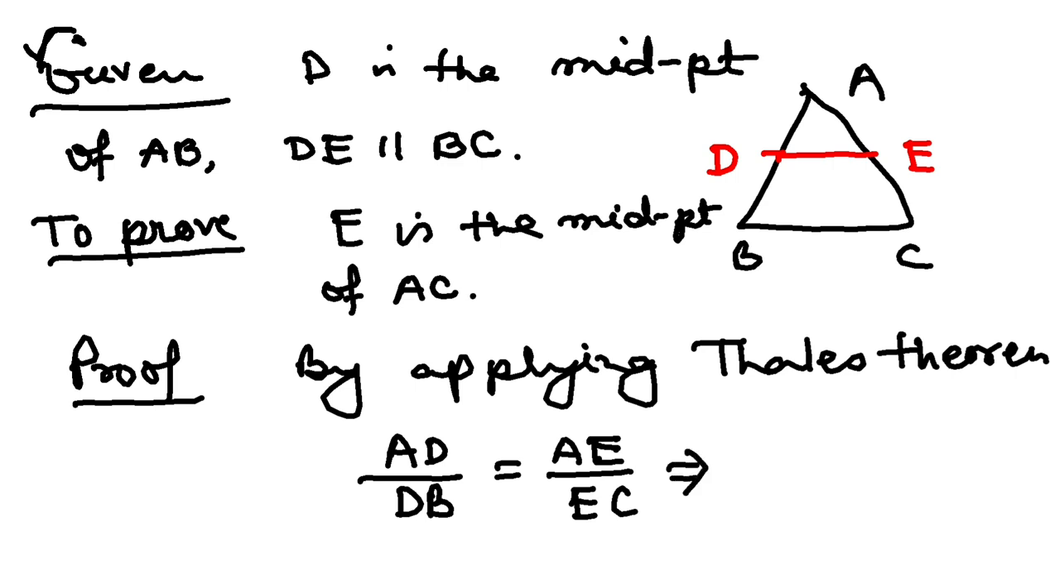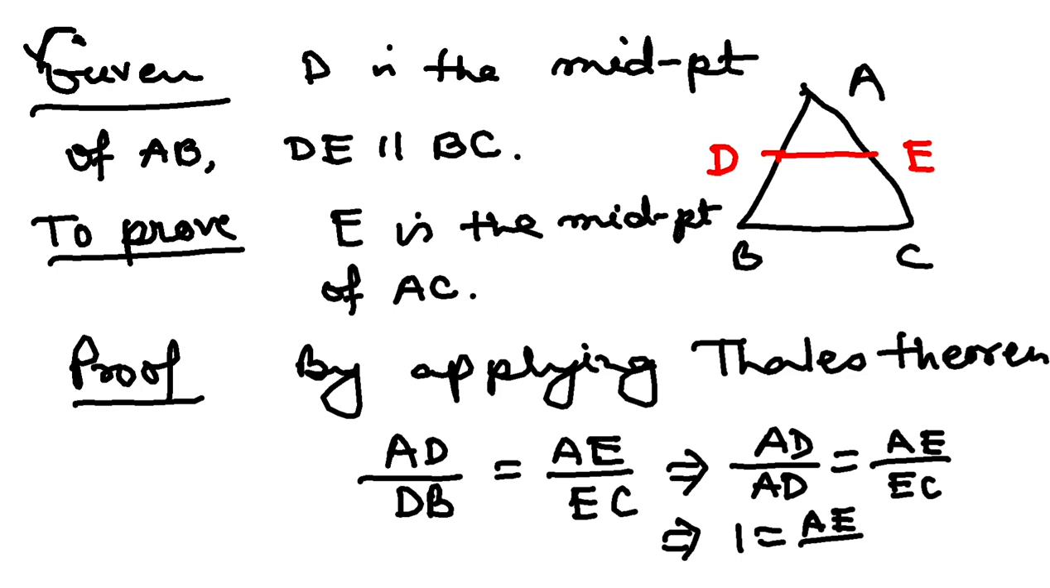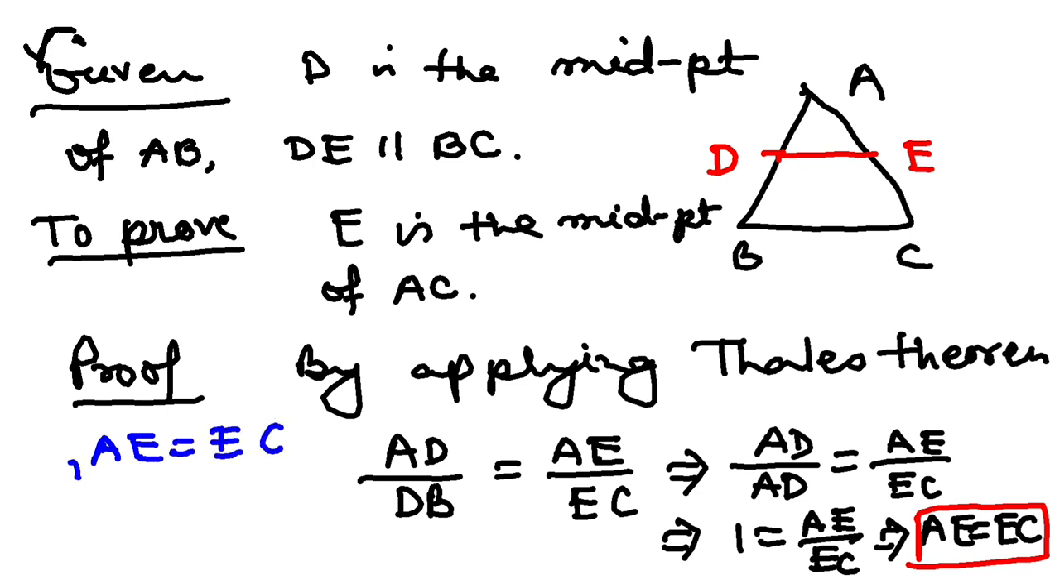Now D is the midpoint of AB, so I can write it as AD by AD, because DB is equal to AD, equal to AE by EC. Done till now? So this will give you ultimately 1 equal to AE by EC. Finally, from here I will have AE equal to EC, isn't it? Now AE equal to EC means what? E is the midpoint of AC.